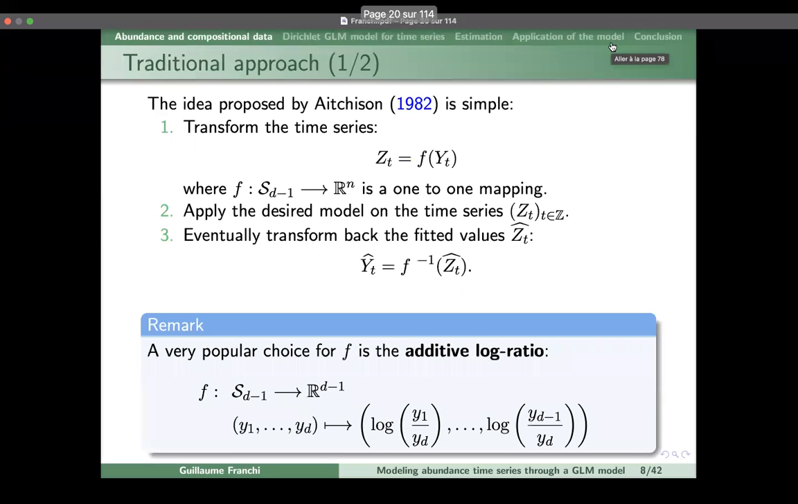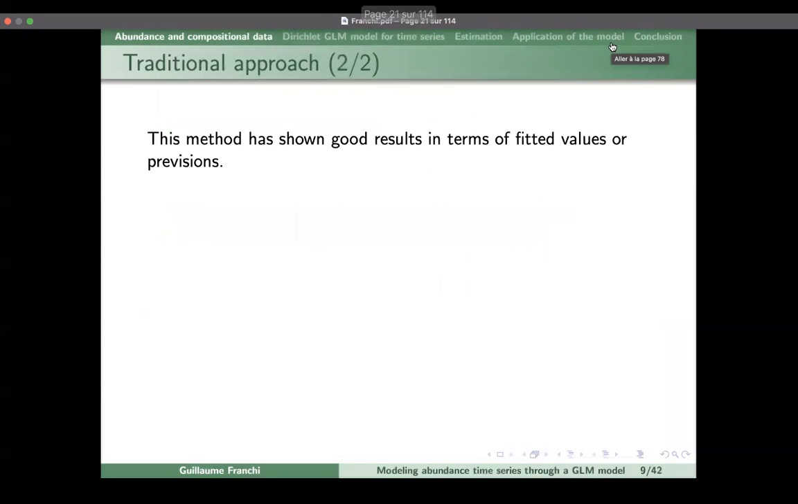So in practice, a very popular choice for function F is the additive log ratio that goes from the simplex into R^{D-1}, and you just take the logarithm of the proportions ratio y_1 divided by y_D. You can see that the species D is indeed a species of reference here. Okay, this method has shown very, very good results in terms of predictions of fitted values.